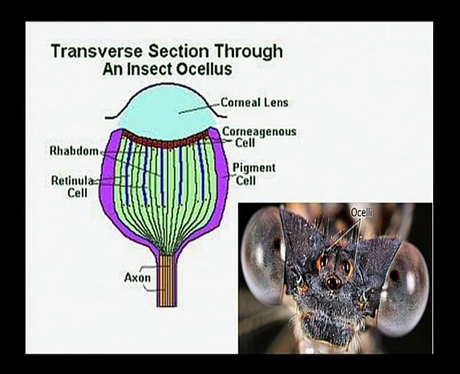This diagram shows the transverse section of an ocellus, which clearly indicates that there is a corneal lens below which there are layers of corneagen cells, which are surrounded by the pigmentary cells. Around the pigment cells, we find rod-like structures which are known as rhabdoms, and these rhabdoms are directly connected to the nervous system, particularly the axonic portion of the nerve cell.